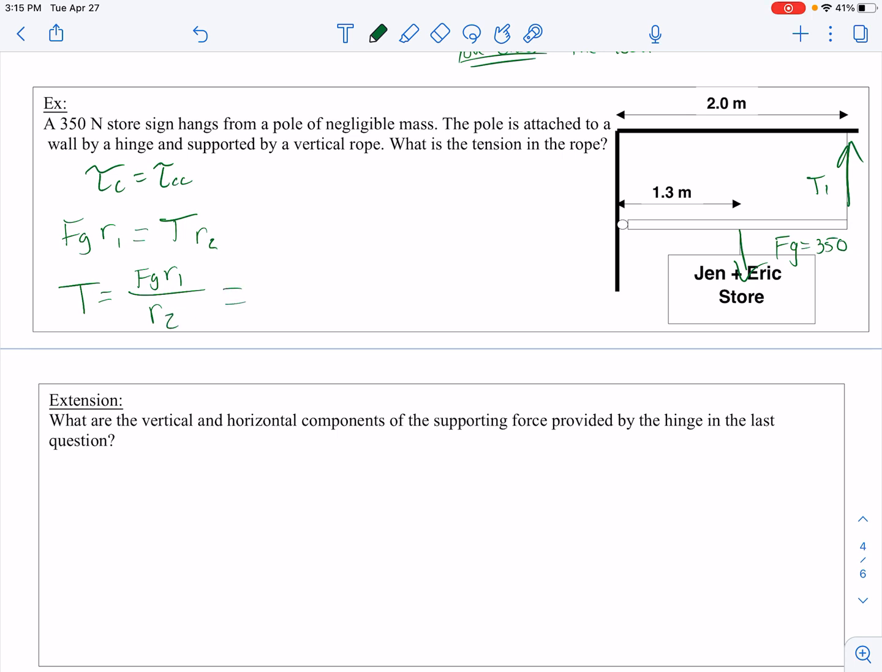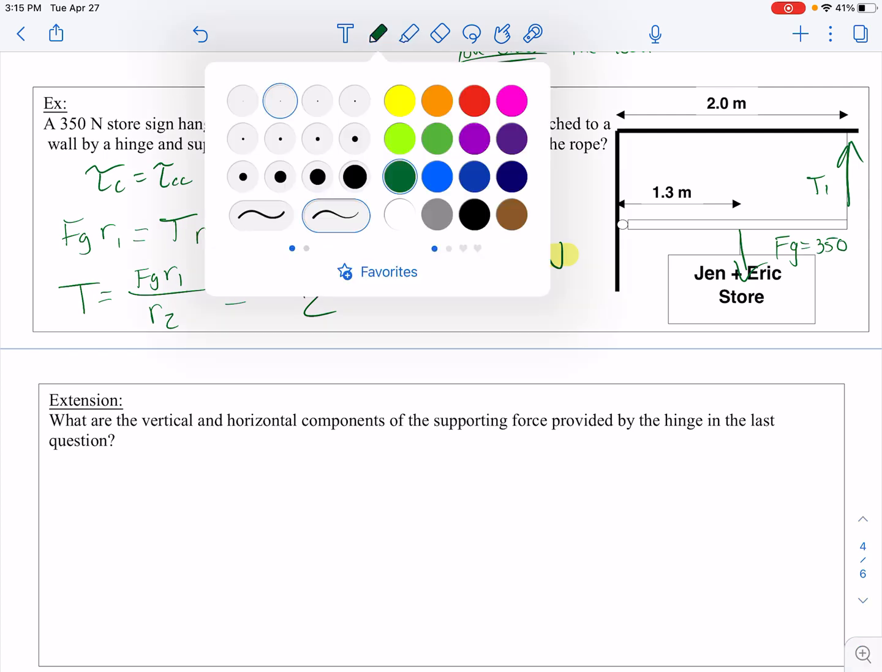We know that the force of the sign, gravity, is pulling down with a weight of 350 newtons. The distance to the hinge we're given is 1.3, and the distance of the rope from the pivot is 2. And so we calculate all this out, and we'll get about, rounding up a little bit, 228 newtons. All right, so that's the tension in our rope. It's 228 newtons. All right, looks good.